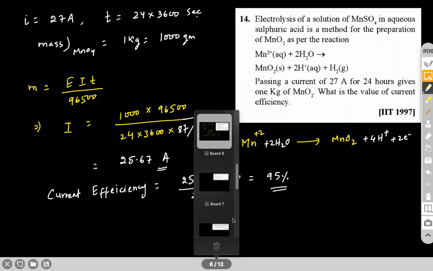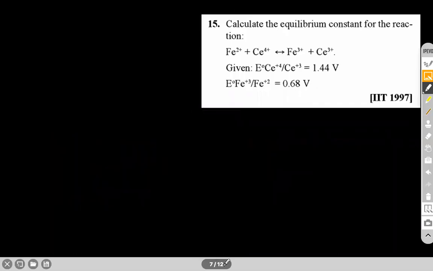Next one, you see, calculate the equilibrium constant for the reaction. Everything is given, right? Equilibrium constant means what? Delta G is 0, so we can write delta G naught is equal to minus 2.303 RT log Kc. This Kc we need to find out.